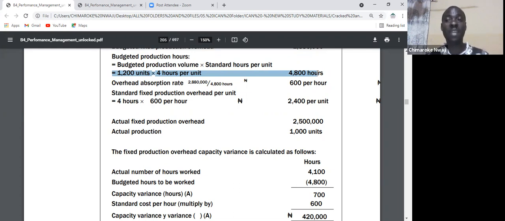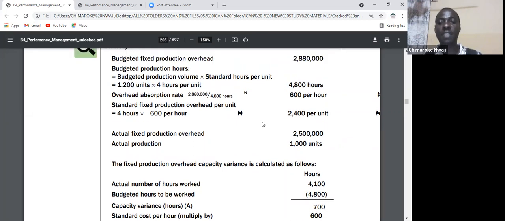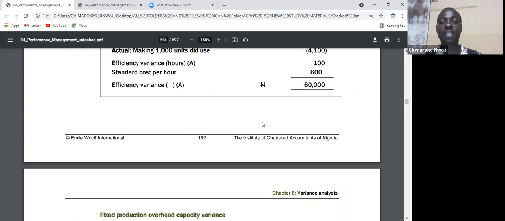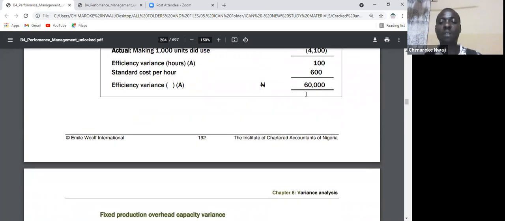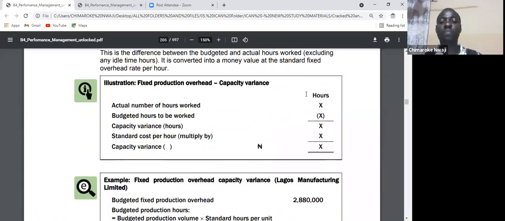So it means that there are two places where we use the fixed budget in our variance. One of them is at the expenditure variance. We use the fixed budget. And now at the capacity variance, we are using it. So the difference now is in efficiency variance, we use the actual number of units, and if we have used the flexed budget, we'll be spending 4,100, but now we are going by our fixed budget.